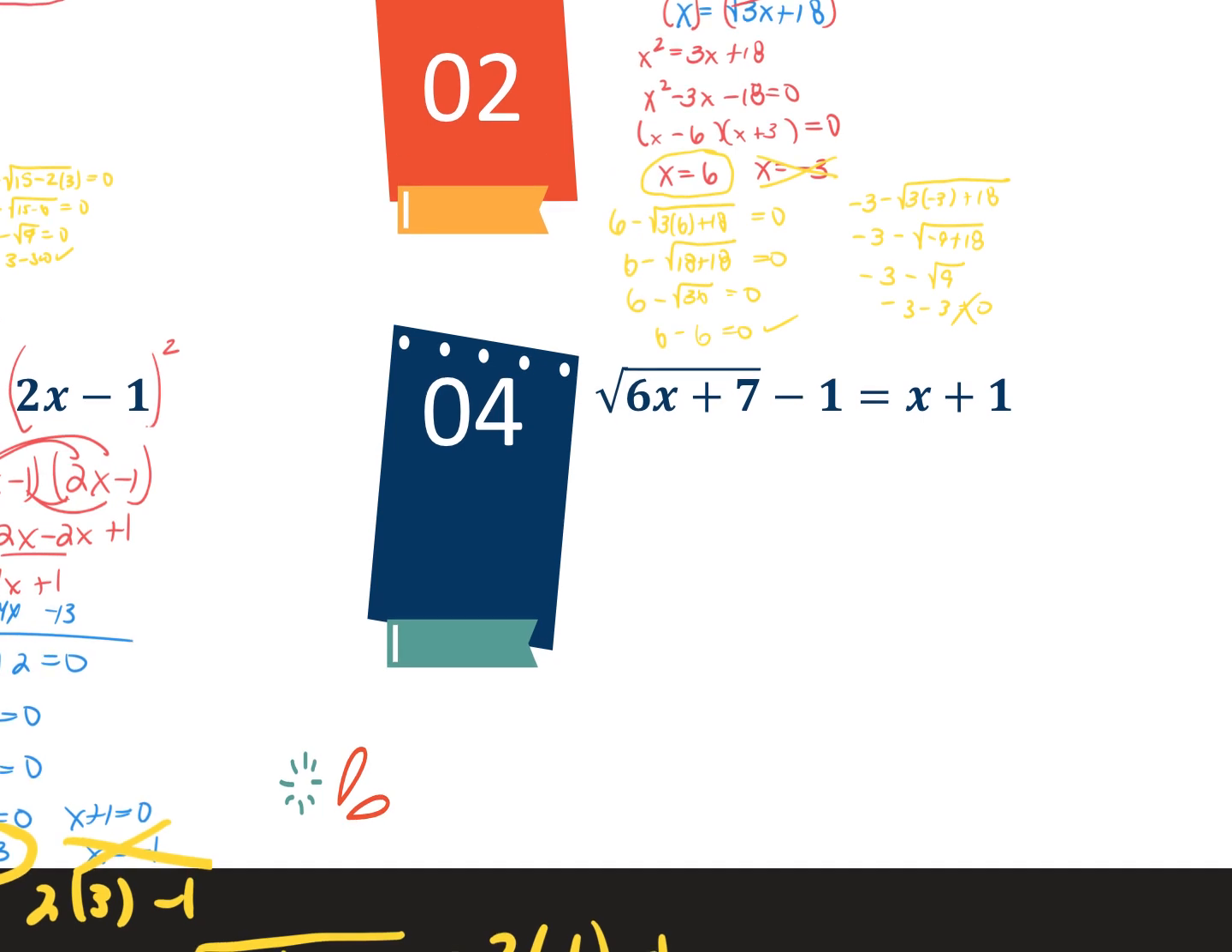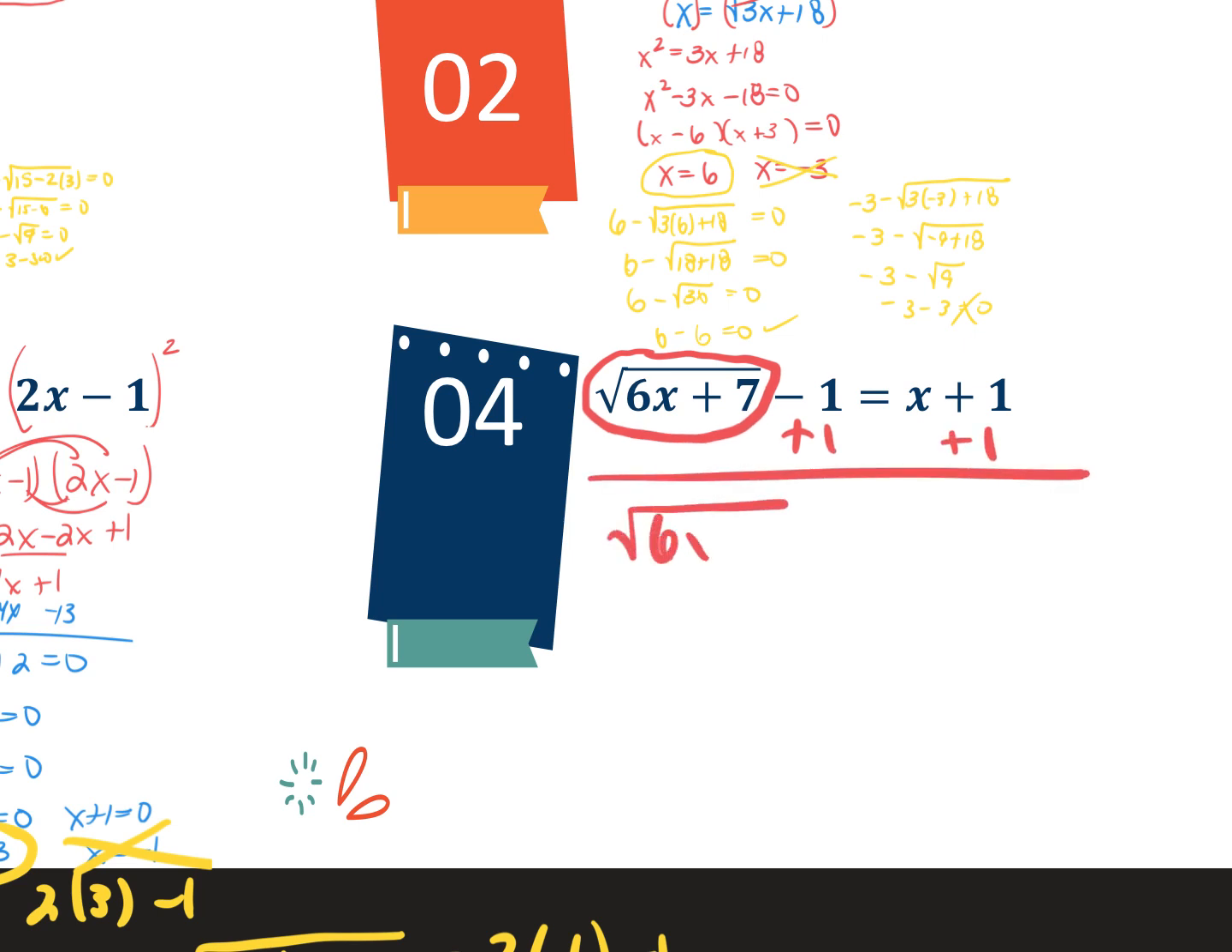So now we come up to number 4. Okay, you guys are doing great, moving right along. We're going to isolate our radical. Is my radical by itself? No. So what do I need to do? I'm going to add 1 to both sides. So I'm left with the square root of 6x plus 7 equals x plus 2. So now what do we do? Get rid of that radical. We're going to square both sides.